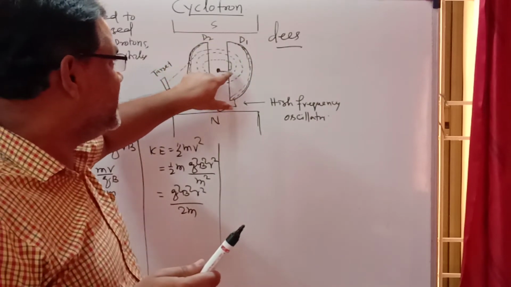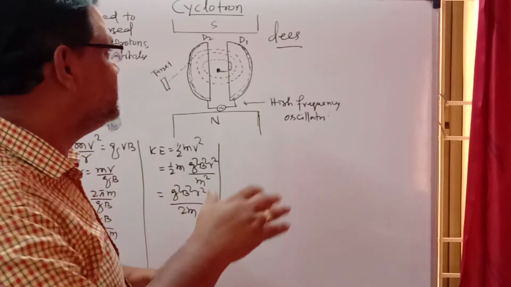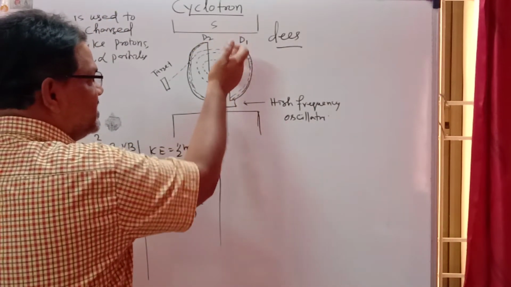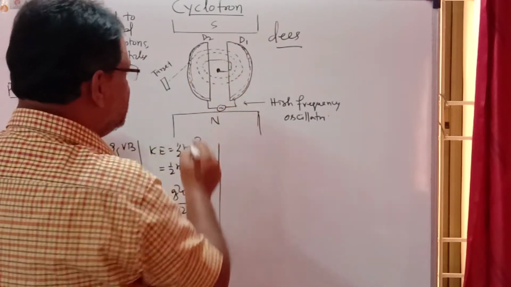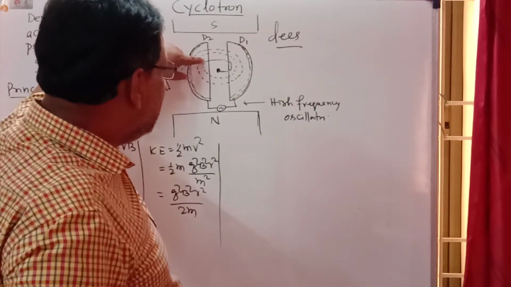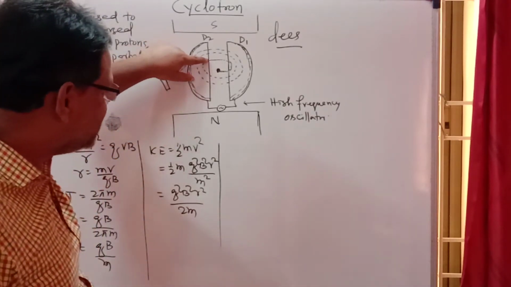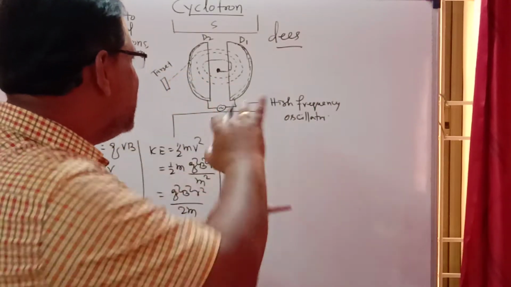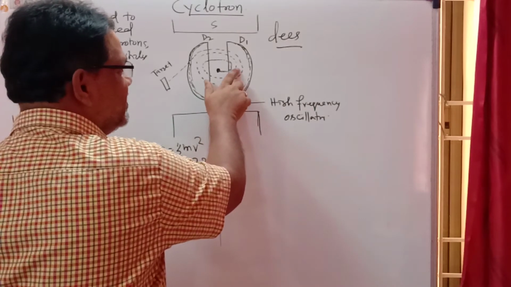And when the charged particle makes a semicircle and comes to the gap, at the same time D1 becomes positive and D2 becomes negative. As D1 is positive, again the charged particle will be pushed into D2. There, the magnetic field of D2 makes it go in a semicircle. Again it comes to the gap. Within that period, D2 will be positive and D1 will be negative. Again it moves into D1.